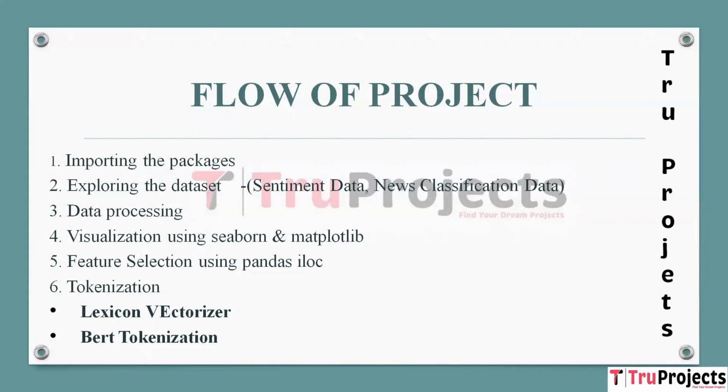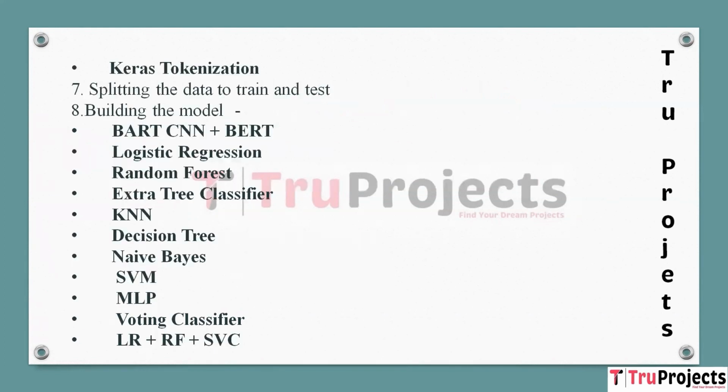Sixth module is tokenization. Tokenization is the process of breaking text into individual tokens, words, or phrases for further analysis. Different tokenization methods are used. First one is lexicon vectorizer, likely a method to convert text into numerical representation suitable for machine learning models. BERT tokenization utilizes BERT, a state-of-the-art NLP model, to tokenize text, beneficial for advanced NLP tasks. Keras tokenization applies Keras-based tokenization, which may be useful for deep learning models.